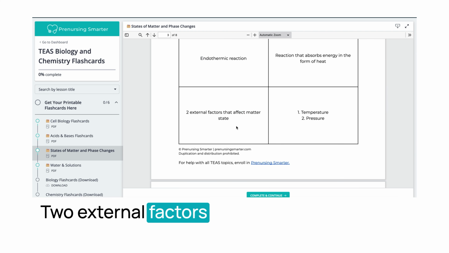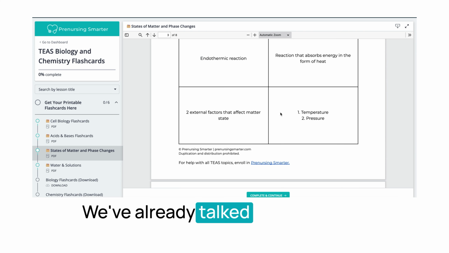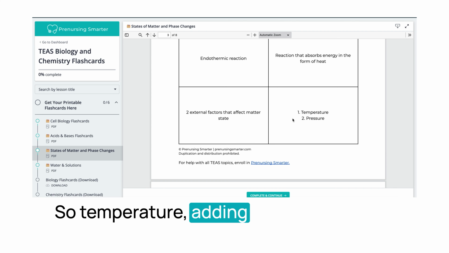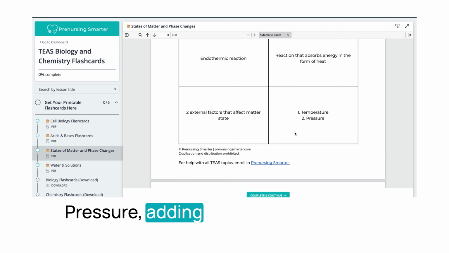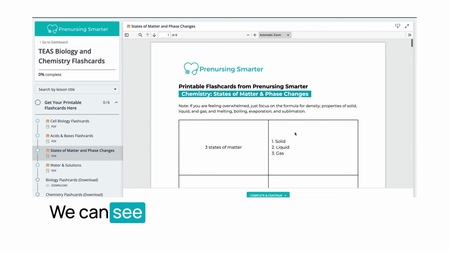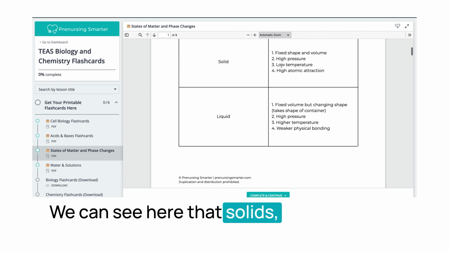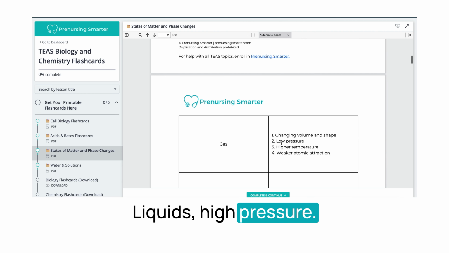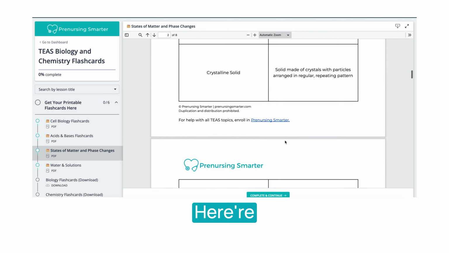Two external factors that affect matter state, we've already talked about these a little bit, are temperature and pressure. So temperature, adding or removing heat, and pressure, adding or removing pressure. We can see here that solids have high pressure, liquids high pressure, and gas low pressure.